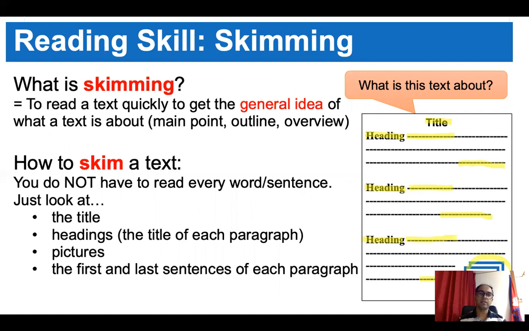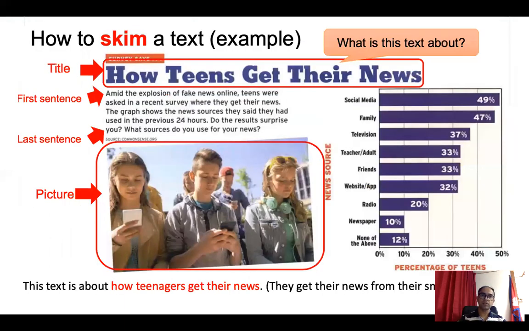Okay, what is skimming? Skimming is to read a text quickly to get the general idea of what a text is about. For example, you read the main point, you read the outline, you read the overview. How to skim a text is look at the title, headings, pictures, and first and last sentences sometimes of each paragraph. Please use this strategy when you do the reading for this lesson. Okay. Now, let's go to the next.